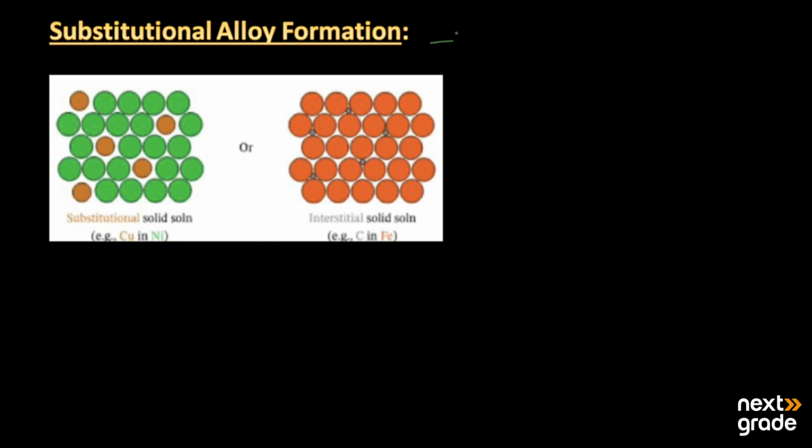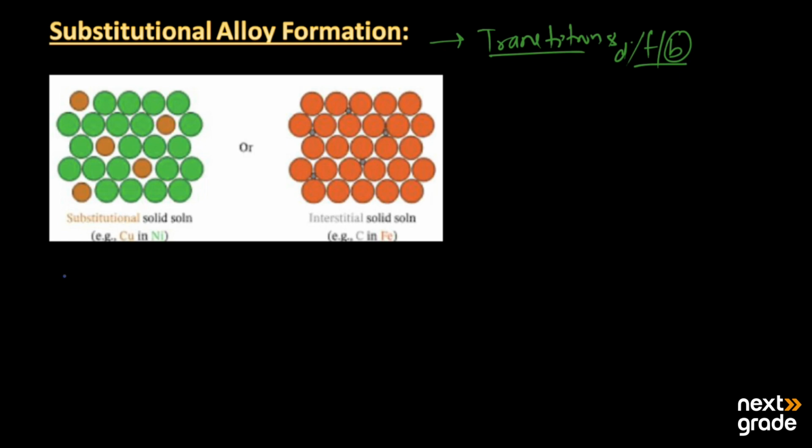Now after this we have the third class, which is called substitutional alloy formation. This is also done by the transition elements. Transition elements are the elements belonging to the F and D block, the B group elements. They are called transition elements. Now what is meant by a substitutional alloy? Here we have the picture.